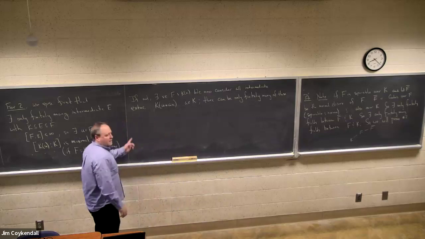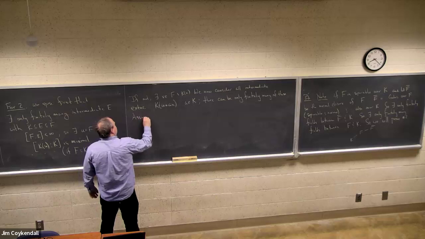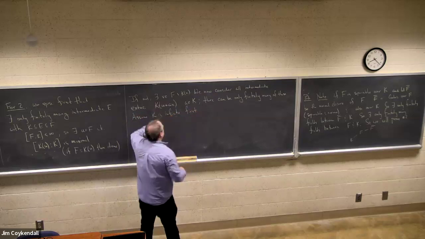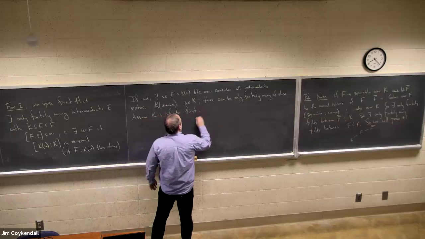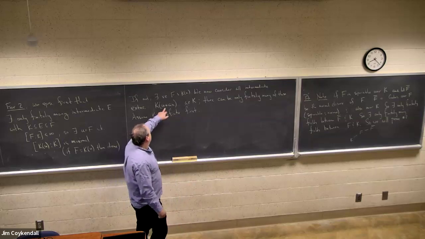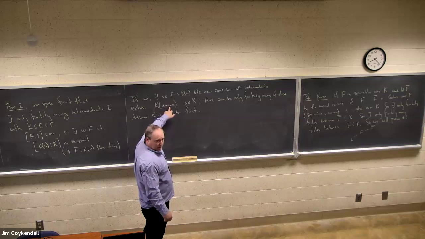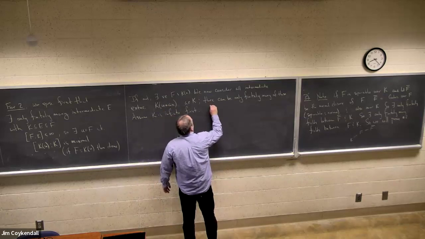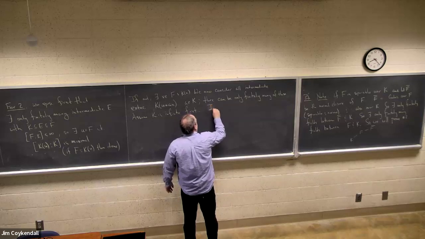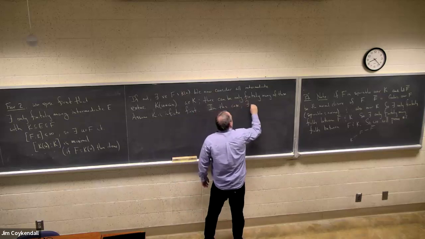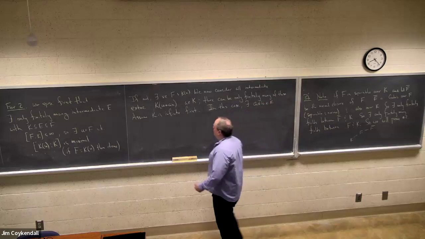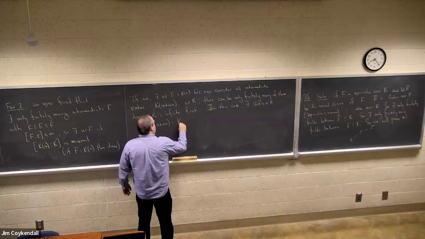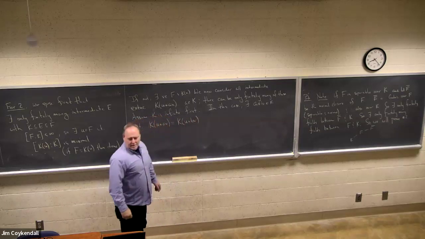So I'm going to take a little bend in the road here. Actually, we're not even going to need this approach in the finite case. If K is infinite, there's infinitely many U plus aV's, but there's only finitely many of these. In this case, there exist a not equal to b such that K of U plus aV is equal to K of U plus bV.